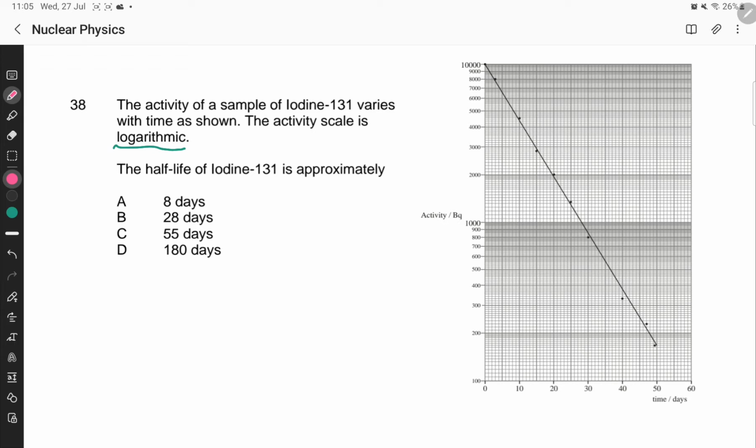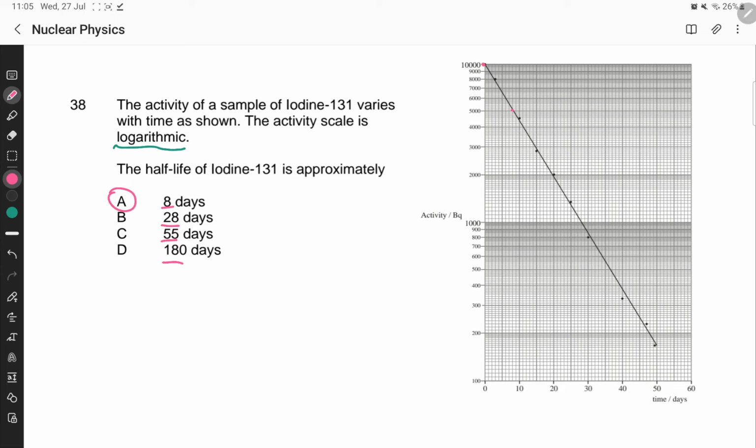For this question itself, it's quite simple because the answers are all really distinct, very different. So you can see from the graph, if you want to go from 10,000 to around 5,000, that's the half-life. So it's simply around 8 days. There's actually nothing too serious to do here. It's really straightforward and easy to get the answer.